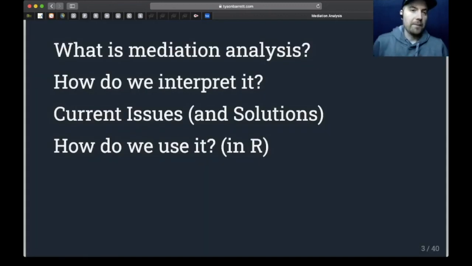So today we're going to talk about what mediation analysis really is, how we interpret it. We won't really cover the current issues and solutions so much. Those are a little bit more advanced. They're definitely things you could learn, but you don't have to for this course. And then the last thing is, how do we use it? And that's in R. I'll show a few examples in the slides here. And then, of course, there's the examples tied to the class as well.